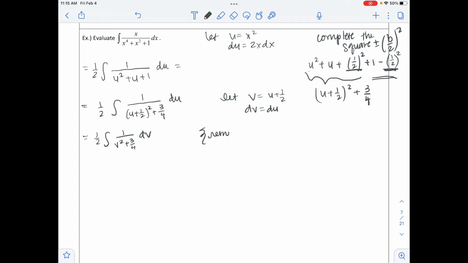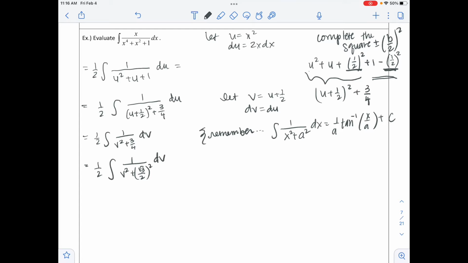I want you guys to remember one of the formulas that you should have memorized now, but if you don't, definitely make some flashcards. The integral of 1 over x squared plus a squared dx is going to be equal to 1 over a times tangent inverse of x over a plus c. So it looks very similar. So if I rewrite this as the integral of 1 over v squared plus, and this would be rad 3 over 2 all squared dv.